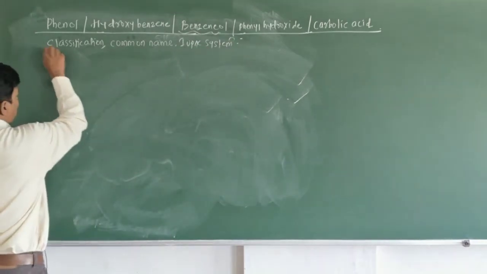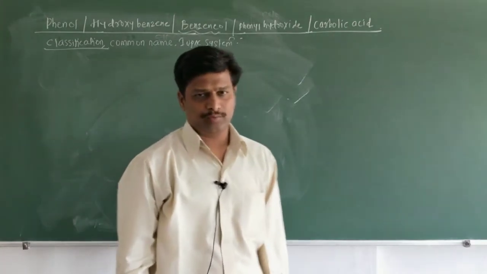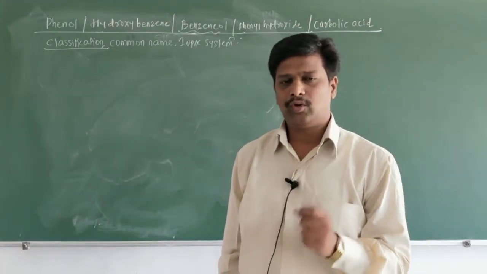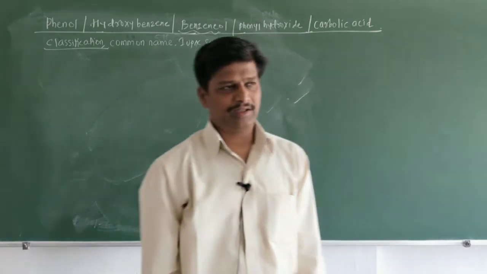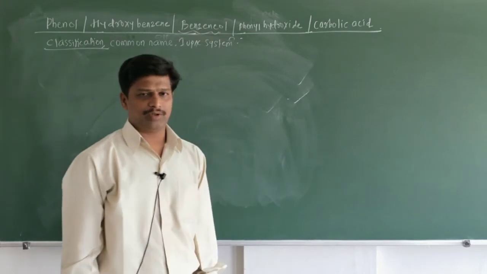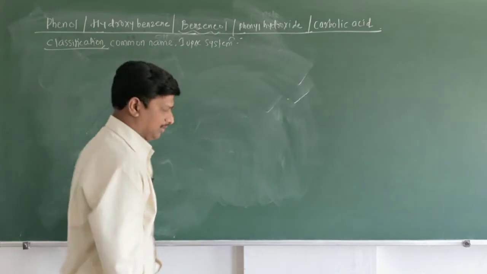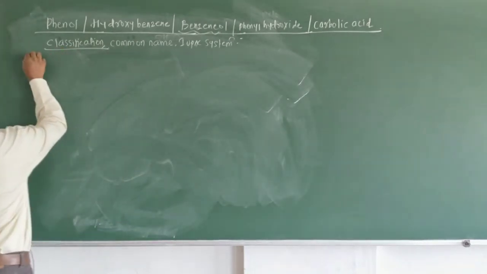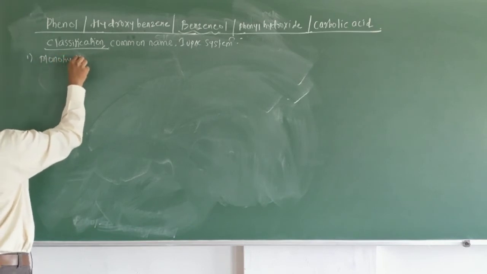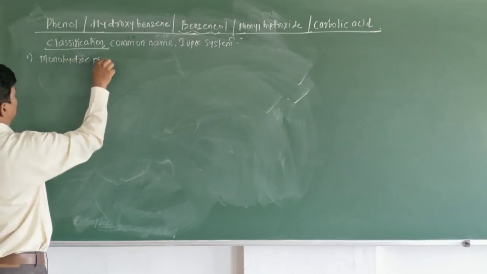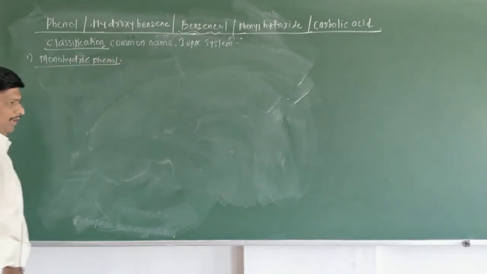Now, depending upon the number of hydroxyl OH groups in one molecule of the phenol, phenols are classified into three types. The three types are the monohydric phenols, second the dihydric phenols, and third the trihydric phenols. Now, first of all, the first type is the monohydric phenol.